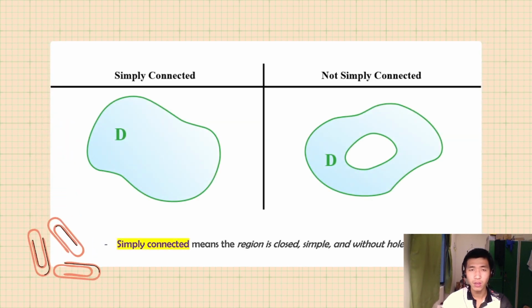And at the left side of the figure, we can see that it is a simply connected curve. And at the right side, it is not simply connected, because at the center of the curve, there is a hole. And Green's theorem is applied to simply connected curves without holes. And simply connected means the region is closed, simple, and without holes.